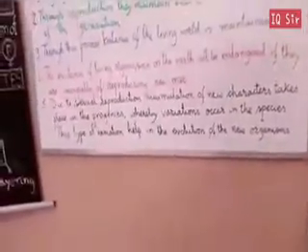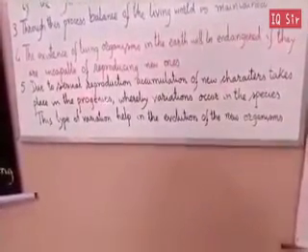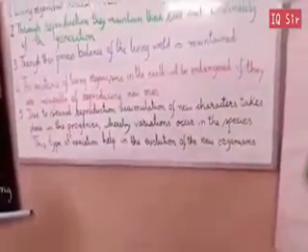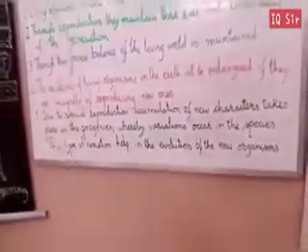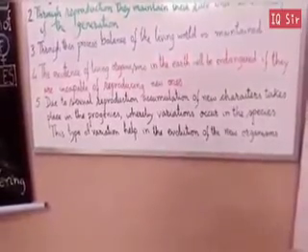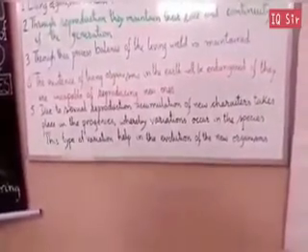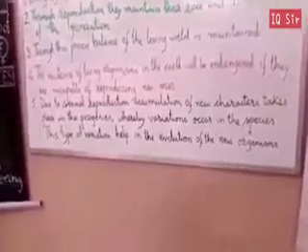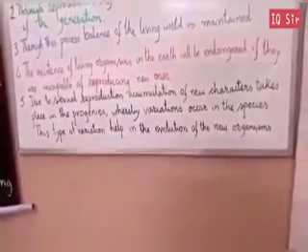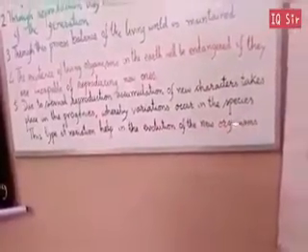Then last but not the least, due to sexual reproduction, accumulation of new characters takes place in the progeny, and thereby variation occurs in the species. In sexual reproduction, there is a fusion of male and female gametes. So of course there is variation among the species. Some resemble the female parent, some resemble the male parent, or some are intermediate between the male and female parents. This type of variation leads to the evolution of new species.